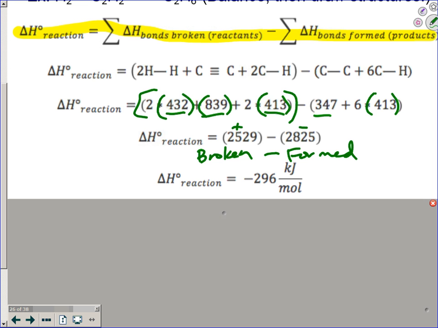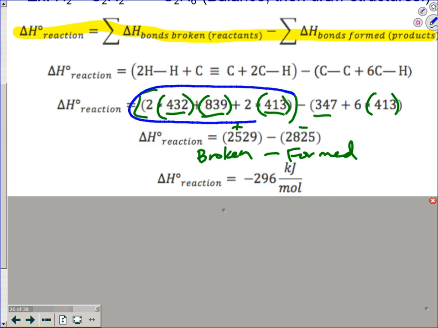Question, Cassie. 2,825. That's okay. Yeah, this is the bond broken energy, so that's that value there, and then this is the bond formed energy, which is here. So overall, yes, it's exothermic.